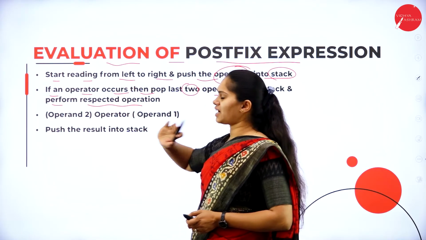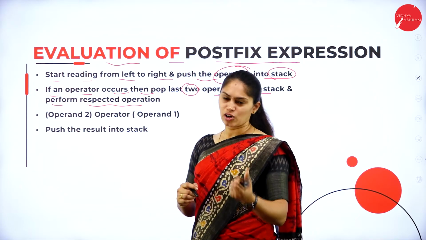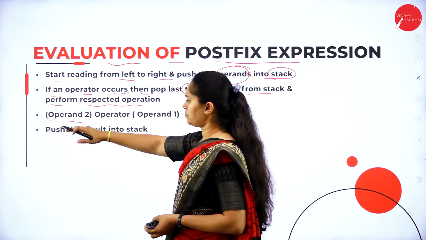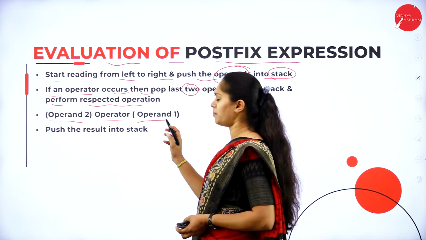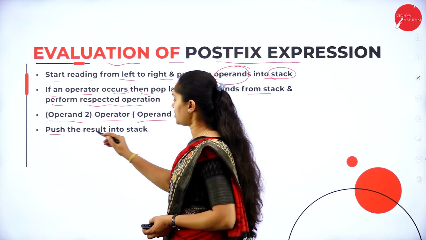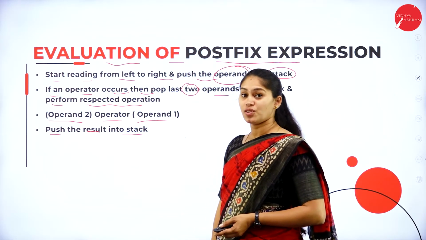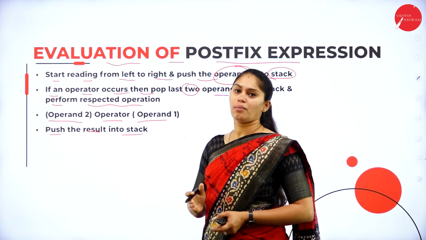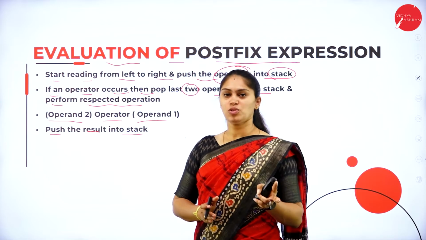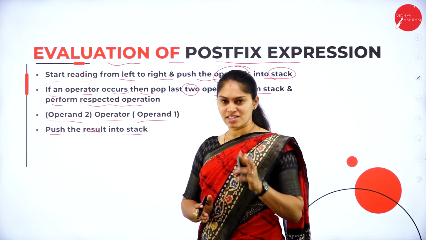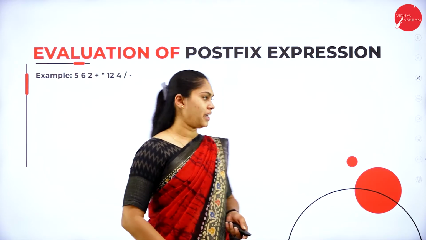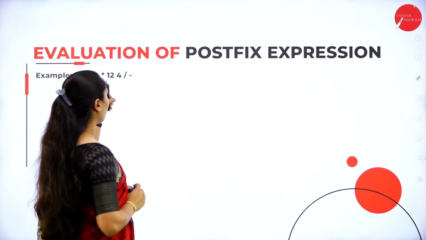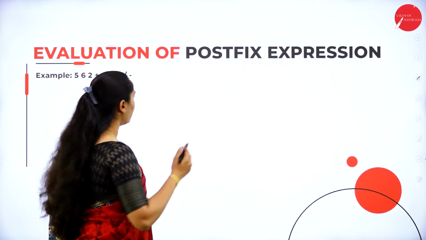So as of now, you just understand what the steps are. Along with the example, I will teach you. Then in step 3, operand 2, operand 1. Then push the result into the stack. So if we find an operand, then that needs to be moved to the stack. If I find an operator, then I need to pop the last two operands of the stack. Then we have to perform the operation. You can see the example here: 5 6 2 plus, into, 12 4 slash, that is divide, at last minus.